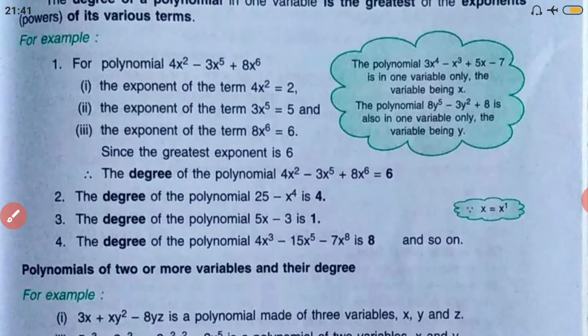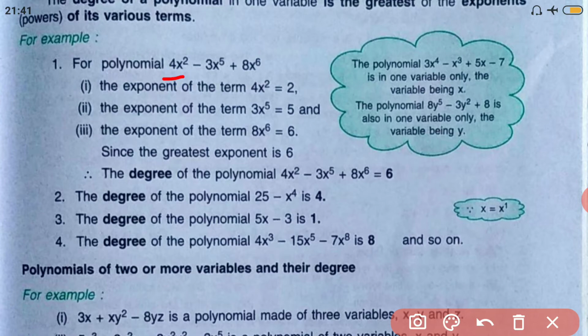For example, for the polynomial 4x square minus 3x raised to the power 5 plus 8x raised to the power 6, there are 3 terms and each of them has a different power. I have to choose the highest one. The first one is 2, the second one is 5, and the third one is 6. So the highest is 6. Since the greatest exponent, or the greatest power, is 6, the degree becomes 6. You just have to check the power and take the highest power, that is my answer. Therefore, the degree of the given polynomial is 6.